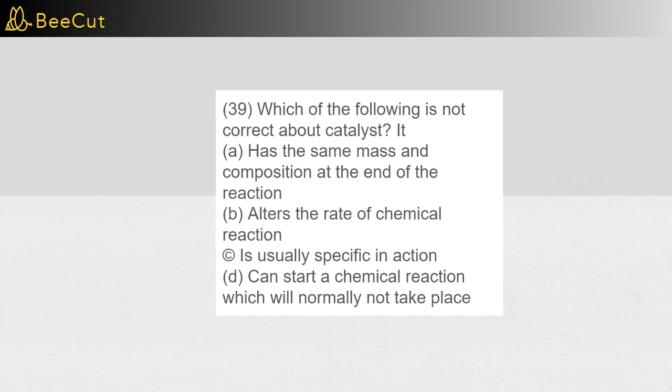Number 39. Which of the following is not correct about catalyst? A, has the same mass and composition at the end of the reaction; B, alters the rate of chemical reaction; C, is usually specific in action; D, can start a chemical reaction which will normally not take place. D is not correct about catalyst. D is not one of the properties of catalyst.